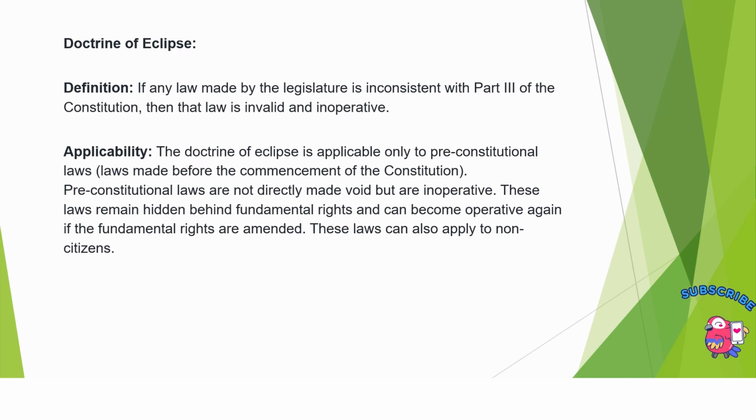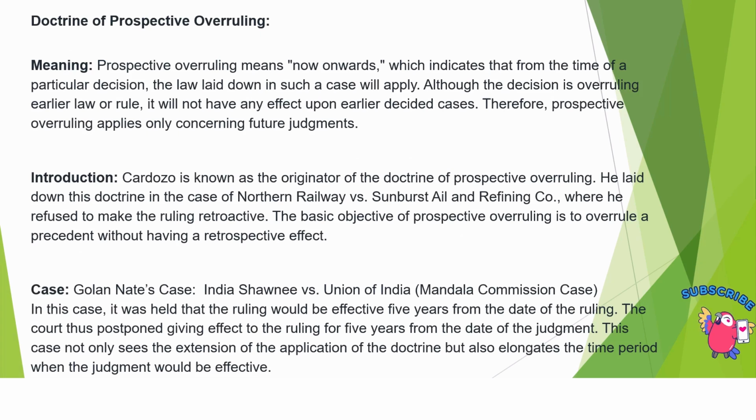Doctrine of eclipse. If any law made by the legislature is inconsistent with Part 3 of the constitution, then the law is invalid and inoperative. Doctrine of prospective overruling. Prospective overruling means from now onwards, which indicates that from the time of a particular decision, the law laid down in such a case will apply. Although the decision is overruling earlier law or rule, it will not have any effect upon earlier decided cases. Therefore, prospective overruling applies only concerning future judgments.